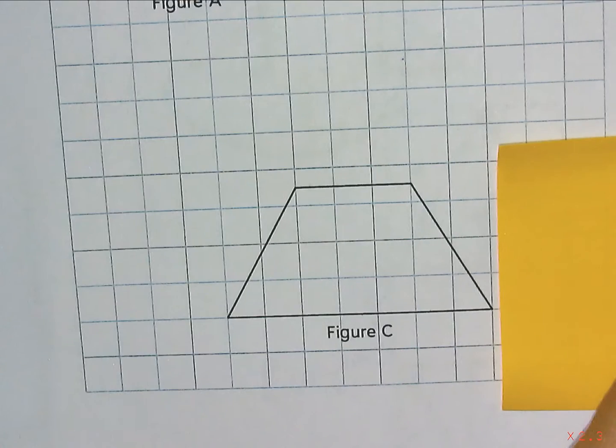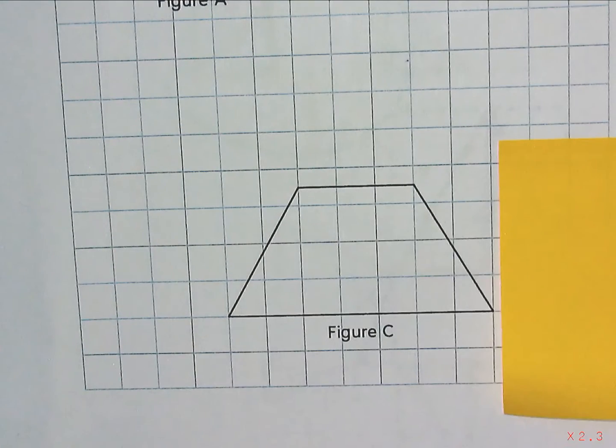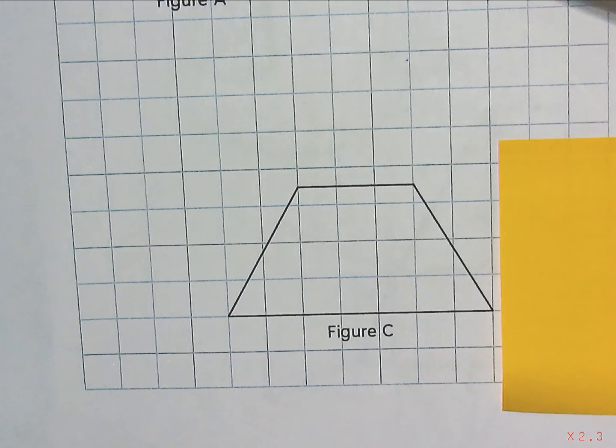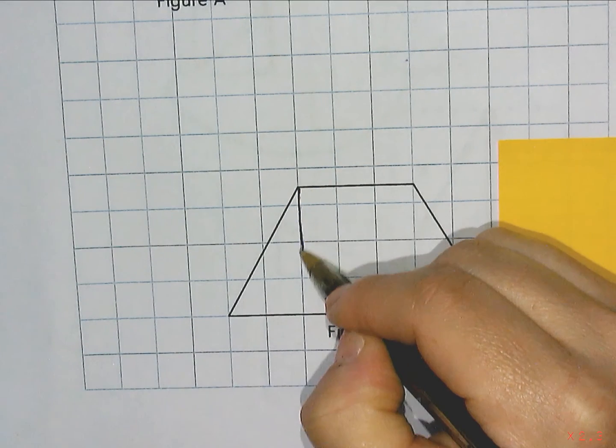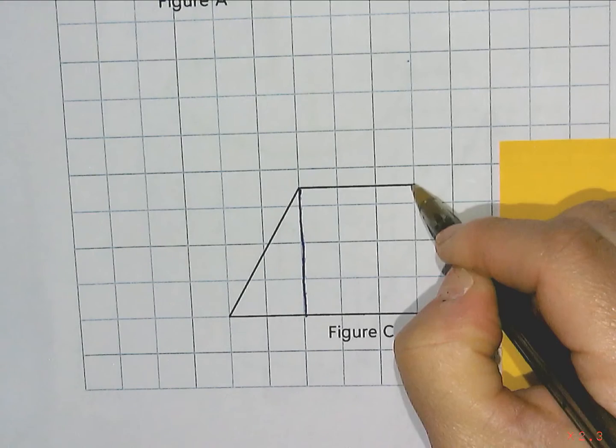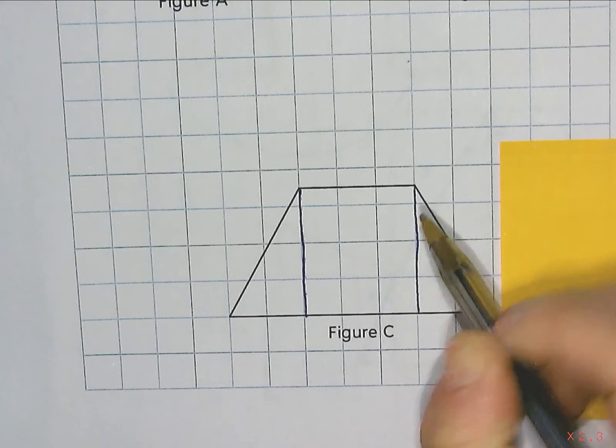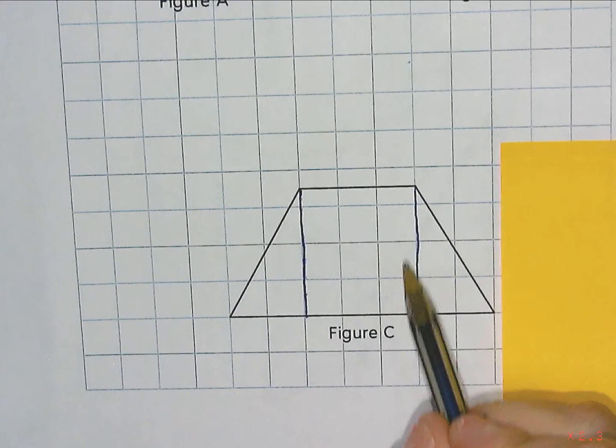Okay, figure C, we have another trapezoid, but what's sort of interesting about this one is we don't have any right angles. So I'm going to create some right angles by making some rectangles. And right off the bat, I can see my rectangle that's in the middle.